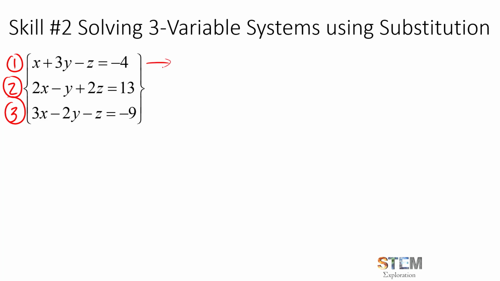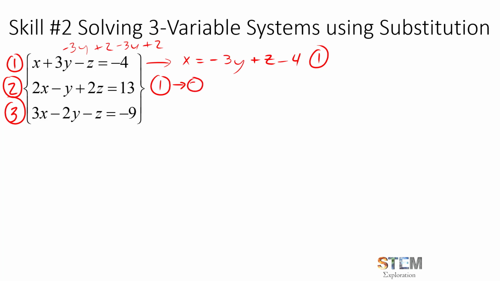So I'm going to take equation 1 and subtract 3y from both sides and add z to both sides. That's going to allow me to create x equals -3y plus z minus 4. I'm still going to label this as equation 1 because it's just a rearranged version of equation 1. Now I'm going to take equation 1 and plug it into equation 2.